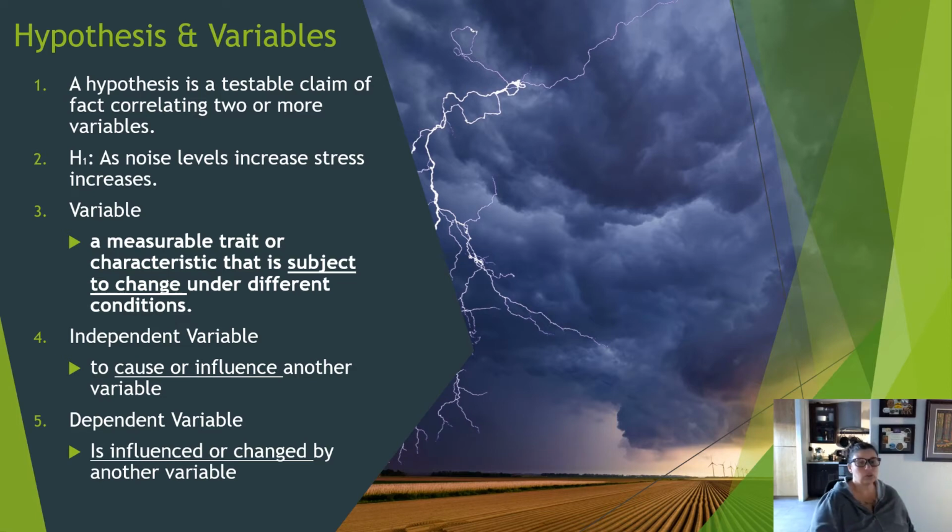So this one is, as noise levels increase, stress increases. I have two variables here. I'm connecting two variables and I'm making an assertion of a claim of fact, and it's directional. They're both increasing. So noise is one variable and stress is another variable. Both of them are increasing. And theoretically, I can test both noise levels and stress levels. That is its own process in and of itself, creating the ability to test something that is more abstract.